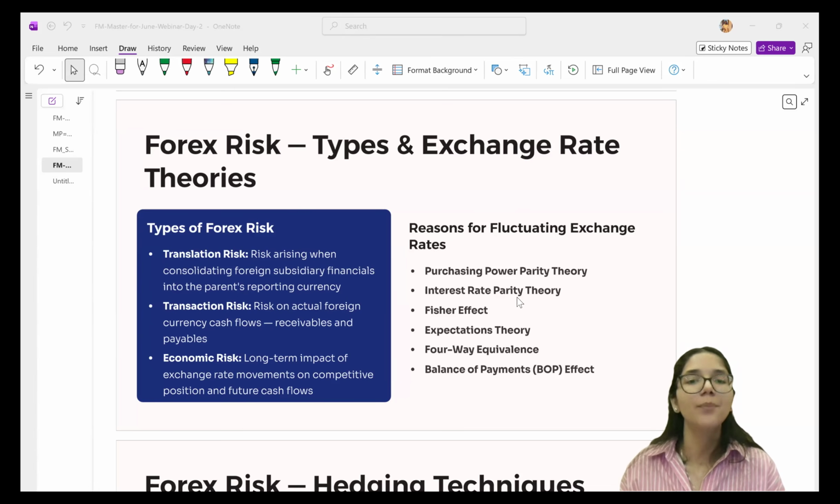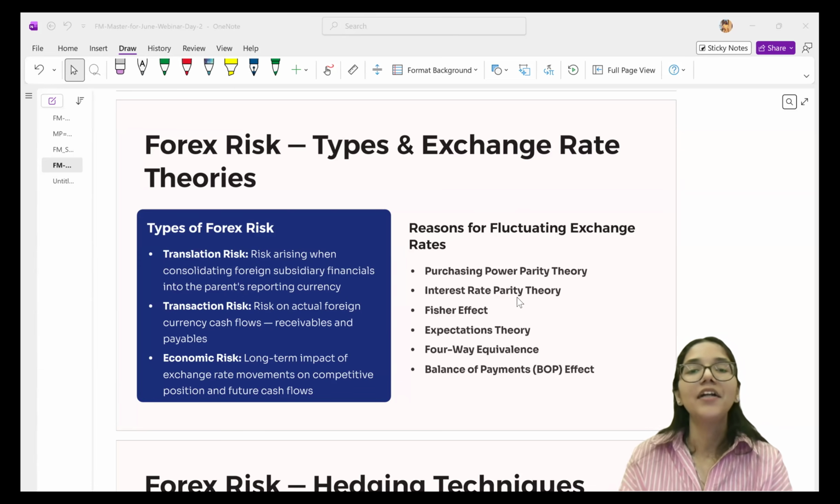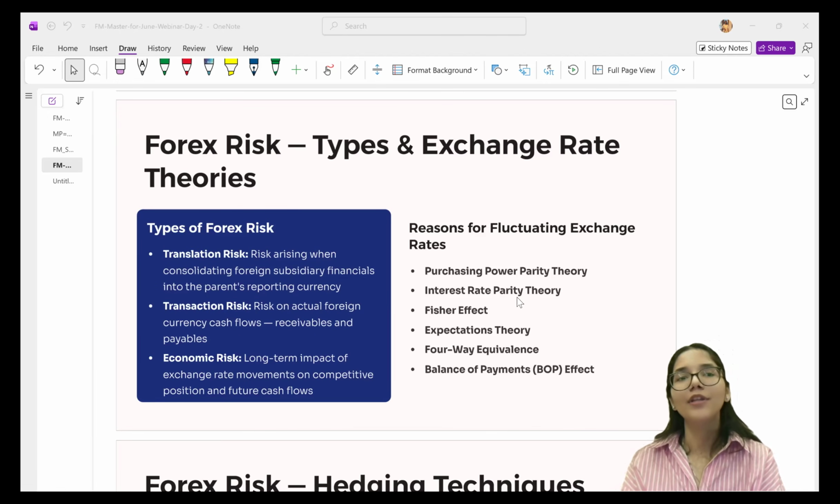And then you have the BOP effect also. BOP is the balance of payments. In very simple words, it's simply the transactions that the citizens of a country are making with the rest of the world. So Indians, how they are buying things from outside, how they are selling things to outside of India.